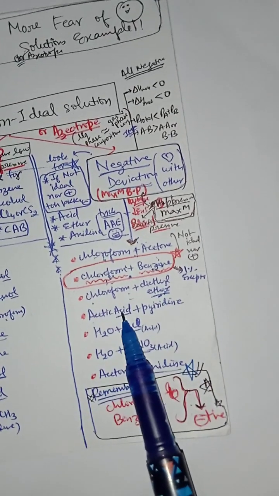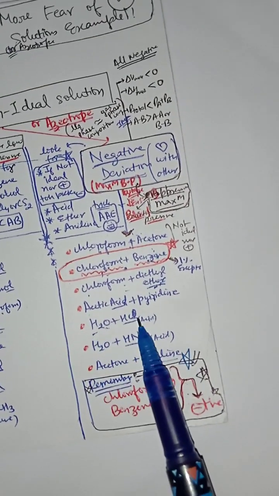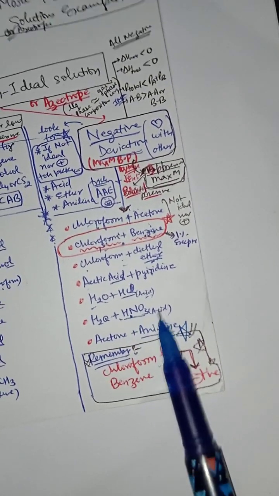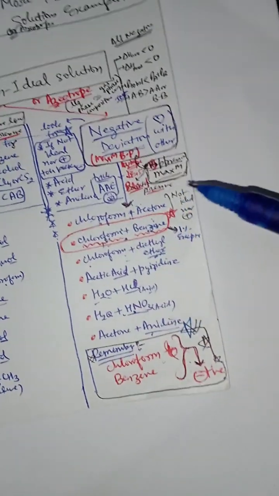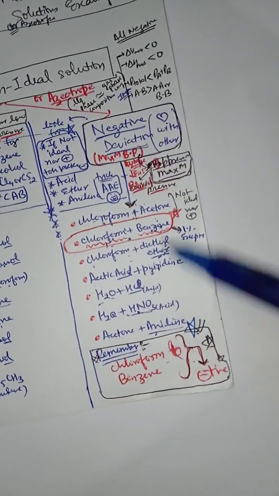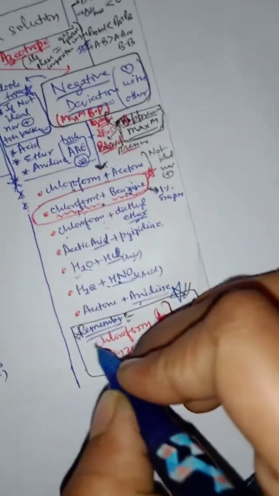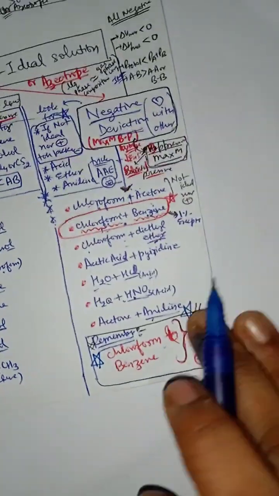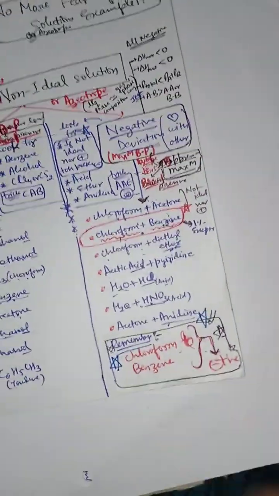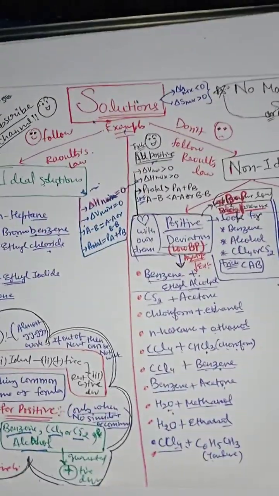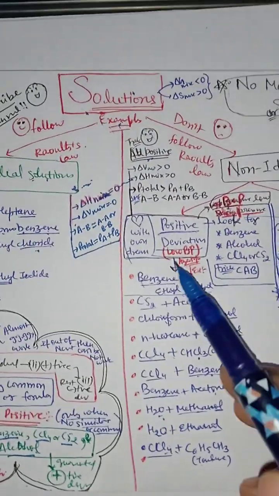See here, acetic acid plus pyridine, H2O plus HCl which is also an acid, H2O plus HNO3, HNO3 is also an acid, acetone plus aniline. So you can see all kinds of examples of my trick. So remember this one, and don't forget this exception: chloroform and benzene gives a negative deviation solution. Okay, and one more thing, how do you remember this, the positive deviation, negative deviation and ideal solution?